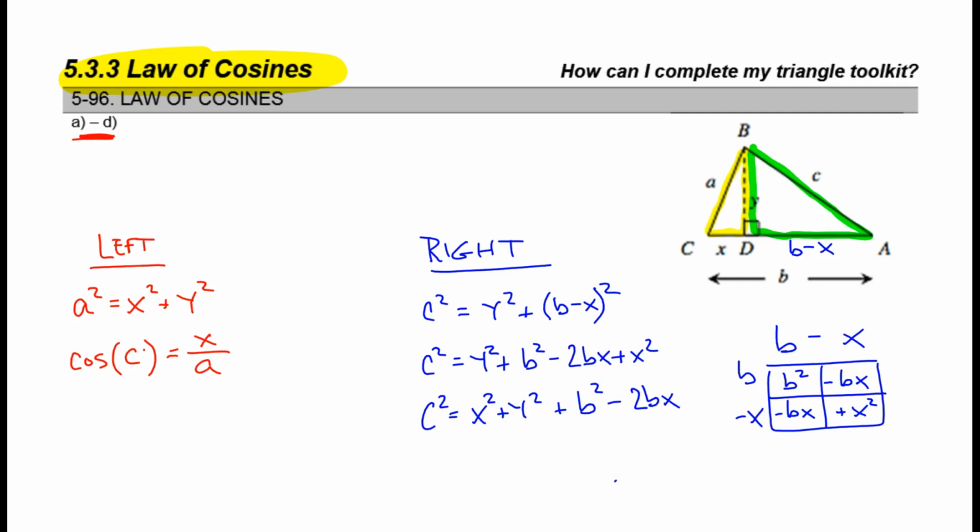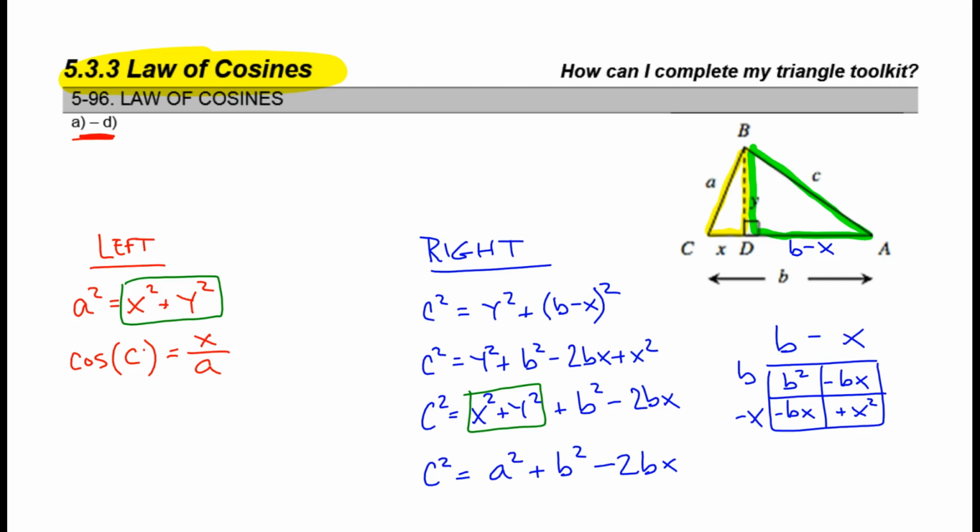All right, well, here's the first time I'm going to do something that's a little bit crazy. Take a look at this. I got x squared plus y squared here. I don't know if you noticed this, there's an x squared plus y squared over here. And that equals a squared. So I'm going to do that substitution and rewrite c squared equals a squared plus b squared minus 2 times b times x. Now, folks, what is starting to emerge here is the law of cosines.